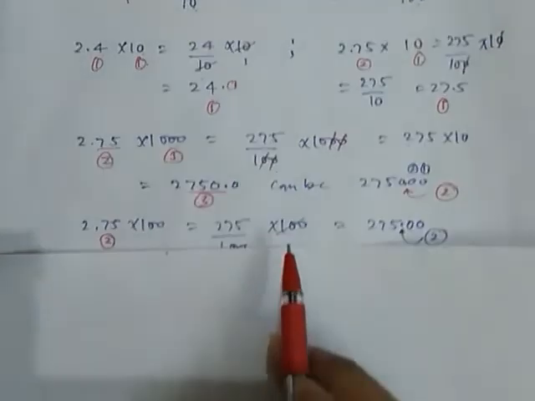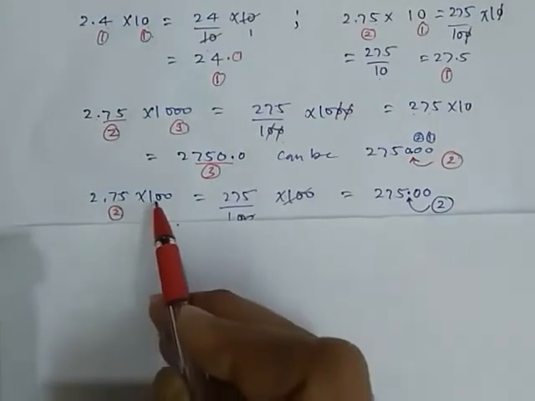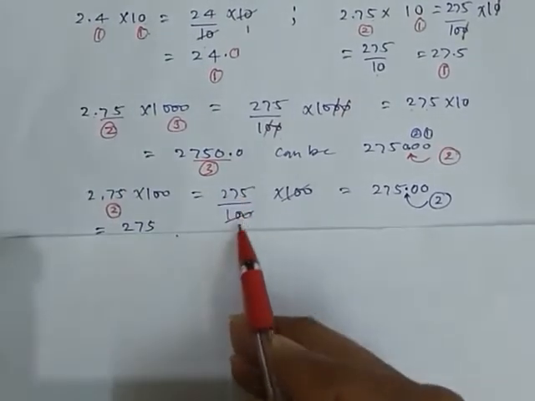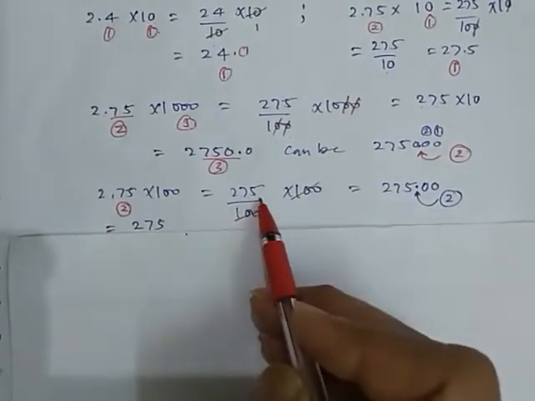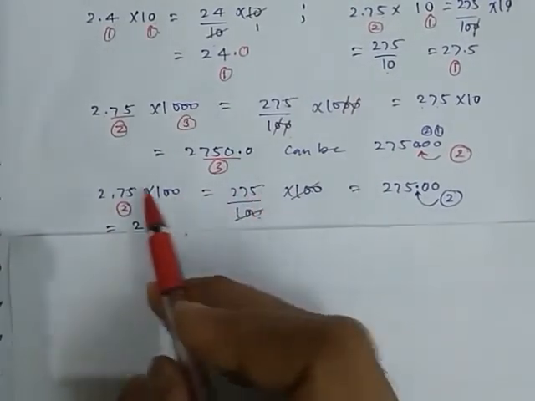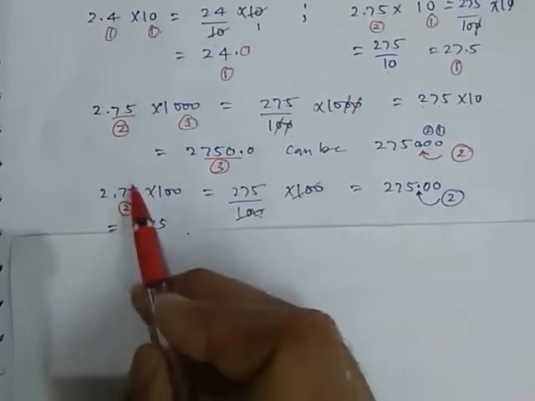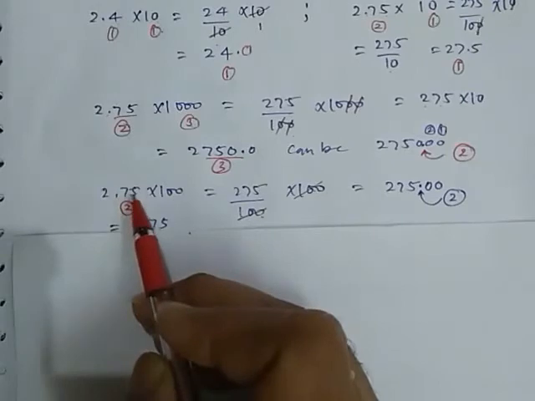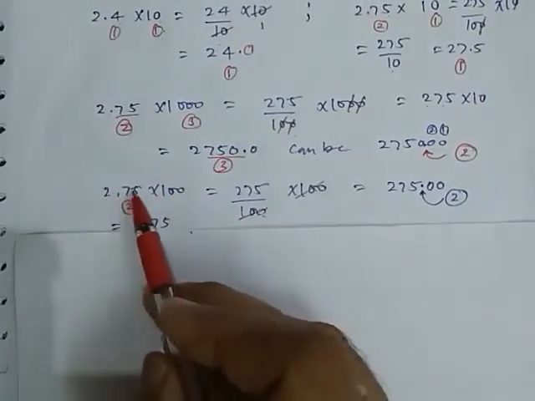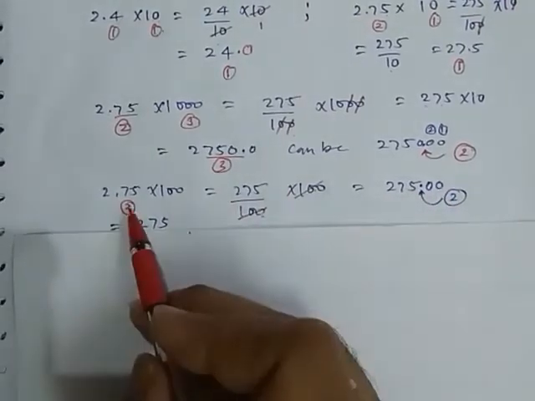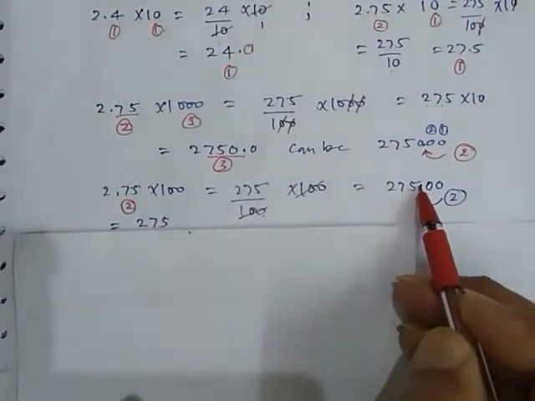Okay. Now we take one more example, 2.75 into 100. This can be written as 275 by 100 and 100 means this cancels out and this becomes 275. Okay. But if we directly do this, first we consider this as whole number 275 and this 100. By multiplying, this becomes 27500. Now we count the digits. So there are 2 digits. So we put the decimal before 2 digits.